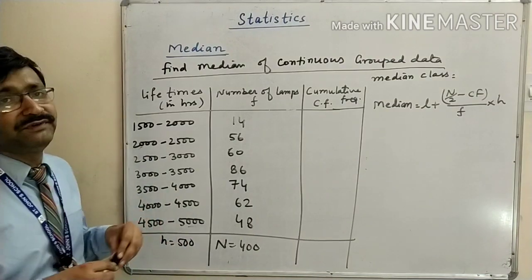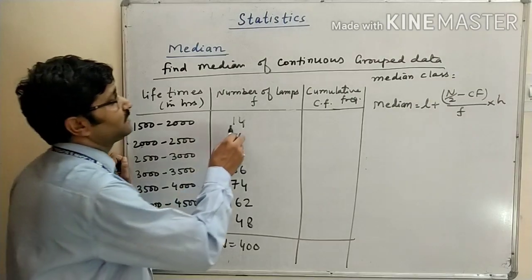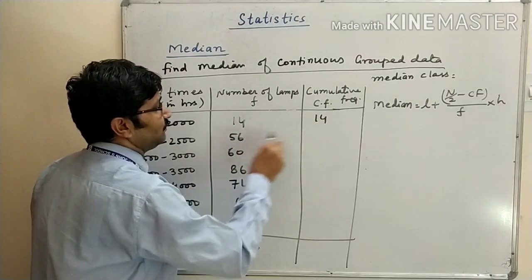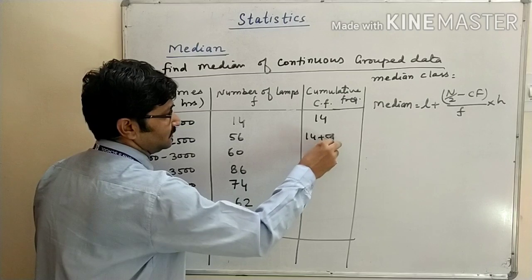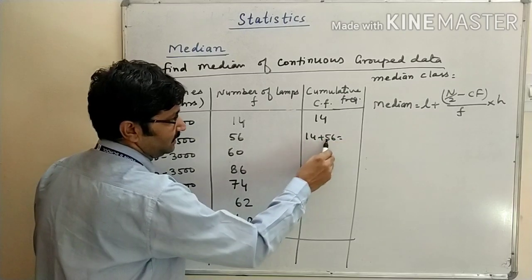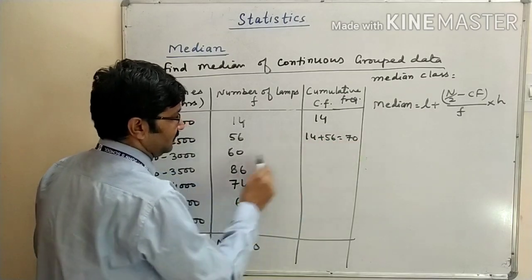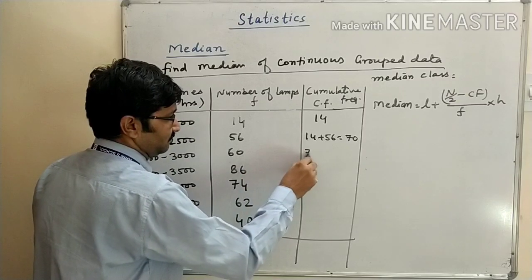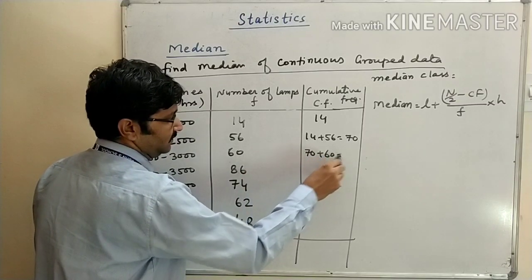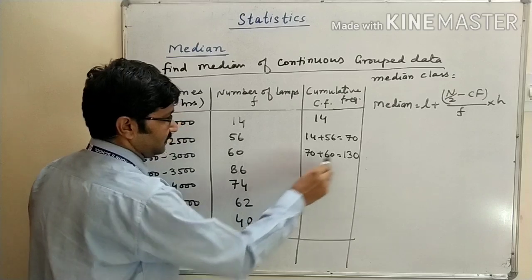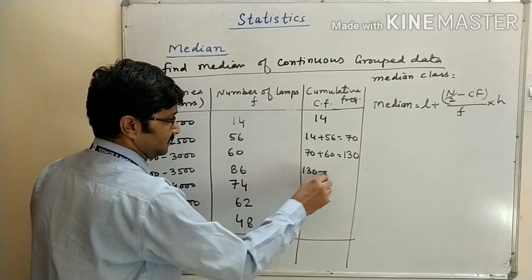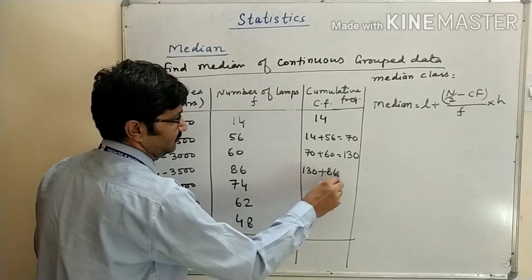Now you have to find cumulative frequency. How can we find it? 14 you write first as it is. Now 14 plus 56, that will be equal to 70. Now 70 plus 60, that is 130. Then 130 plus 86, that you get 216.